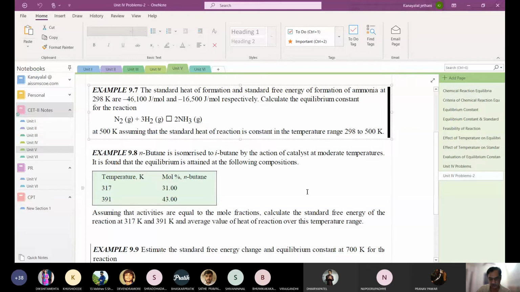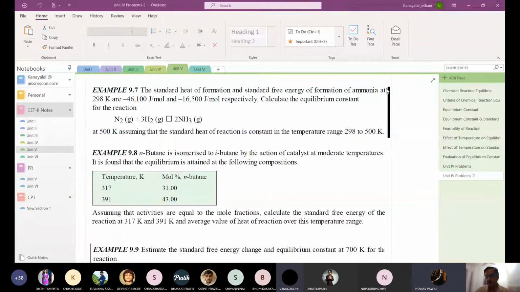So K value हो गया, right? Now what you need to do is find the value of K at 500 Kelvin, right? कैसे निकालेंगे? How will you find out the value of K at 500 Kelvin? क्या याद है किसी को? नहीं याद किसी को?